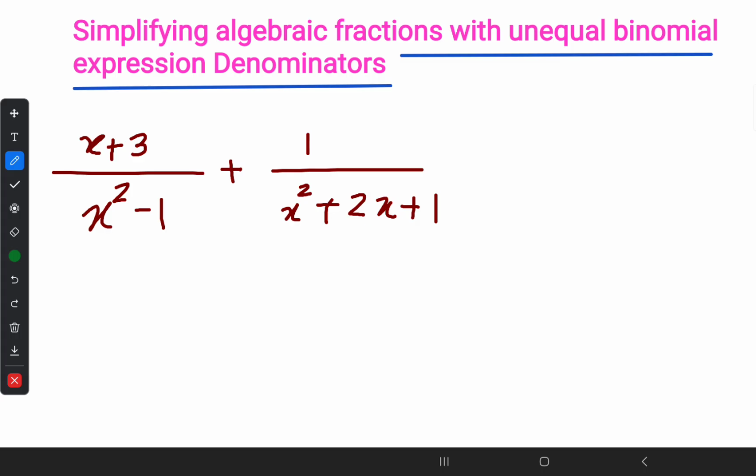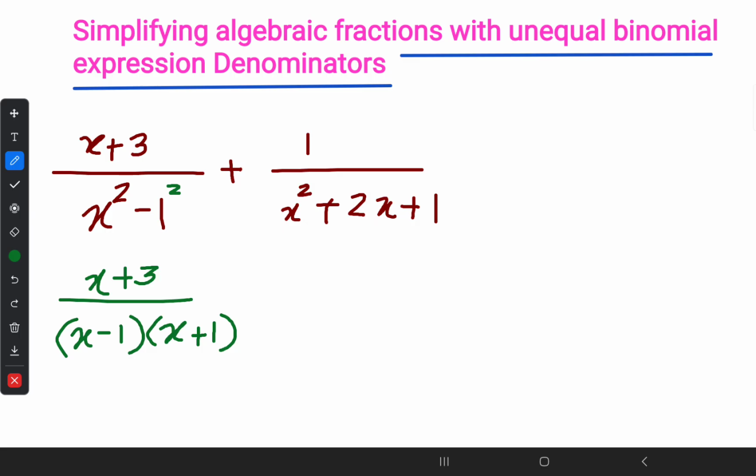First, I will factorize the denominators. I'll keep the numerator as it is, x + 3. In the denominator, we are having x² − 1. So here we can express this as x² − 1², so one factor with negative, x − 1 inside the bracket, another factor would be x + 1. We know the factorization of the difference of two squares. That's what I did here. Initially factorization. So 1 remains the same.